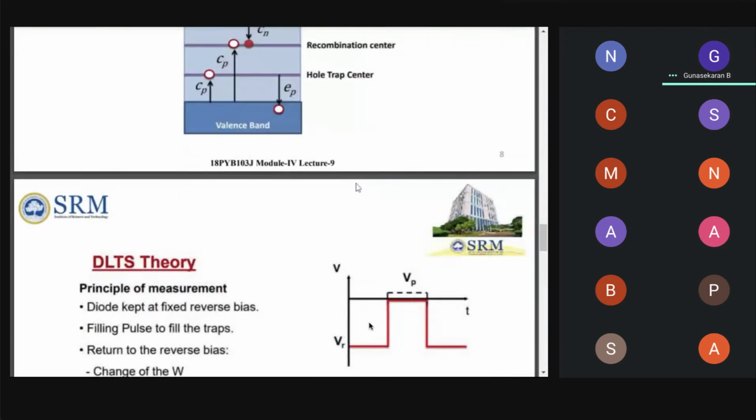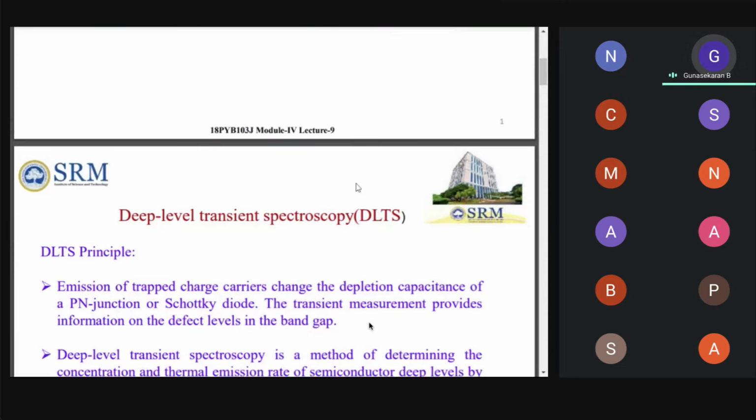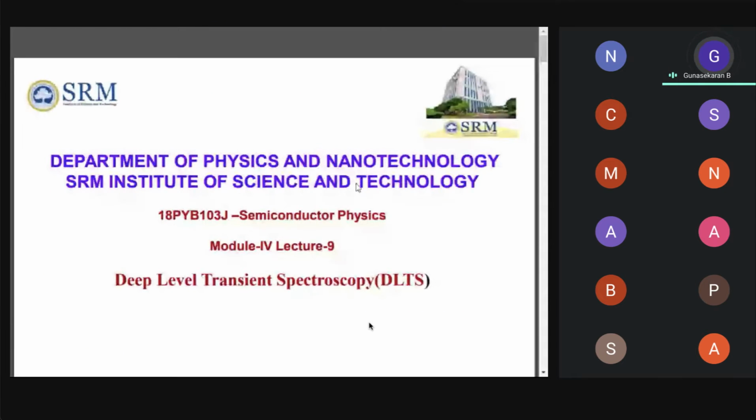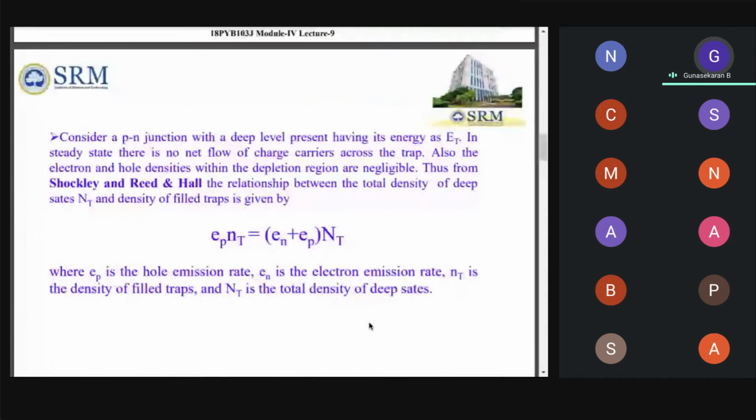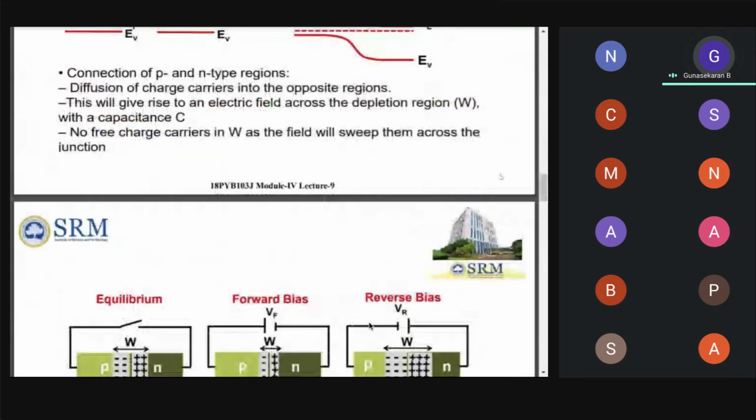Okay, so this is DLTS, that is deep level transient spectroscopy. It is a technique, nothing but a technique to measure the transient spectral changes in the capacitance. That's all I am going to explain. No problem. Now, based on this, you see so many defects are there in normal crystals.